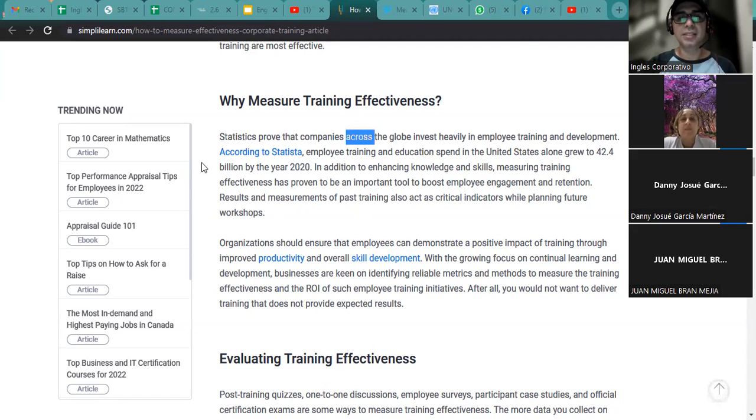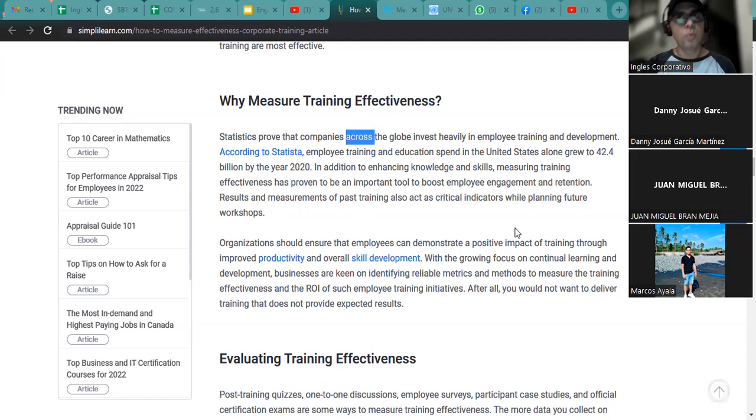Okay, what is across the globe? Around. Well, if we're talking about the globe, the world, it can be similar to around. Across the globe is all over the place, right? Very good. What is heavily? It's like something very strong, something like that. Good, very strong, something that has a lot of something, right? Good. What is development?